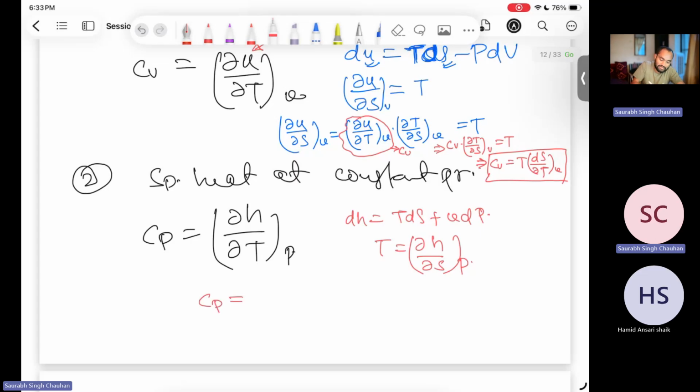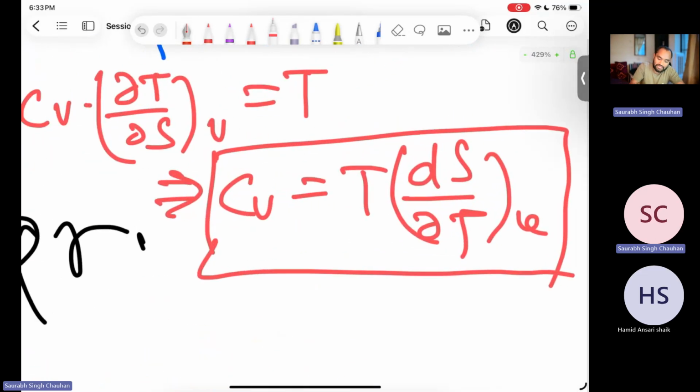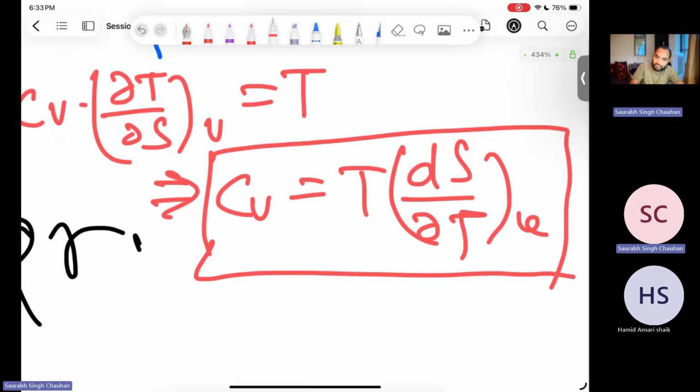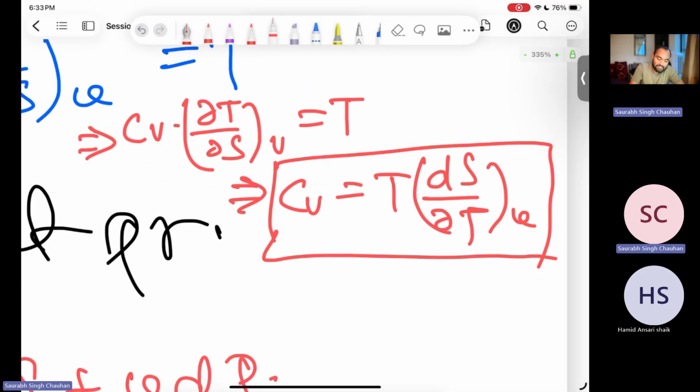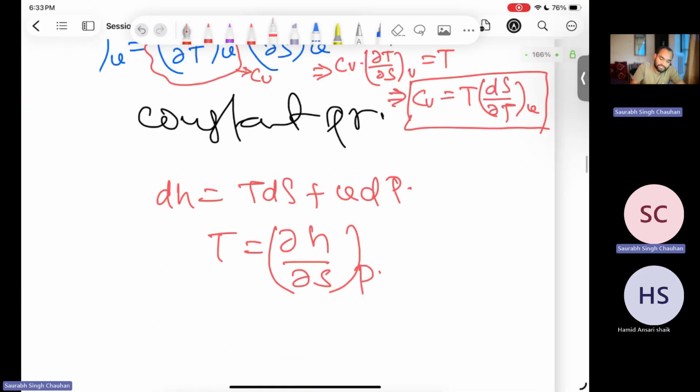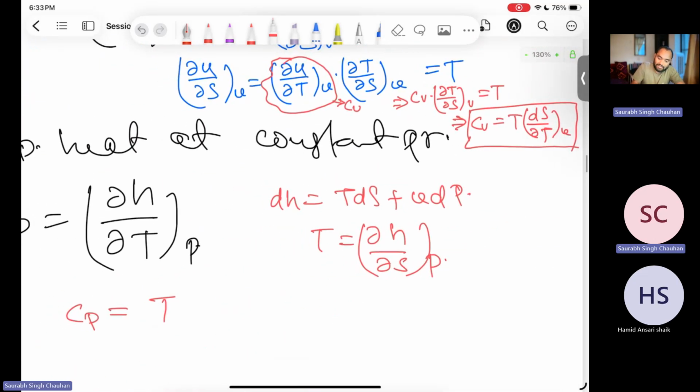Then you will get Cp equal to T. You can also guess it from here. Cv was temperature times the partial derivative of entropy with respect to temperature at constant volume. So Cp should be exactly the same thing, but at constant pressure: T times ∂S/∂T at constant P.